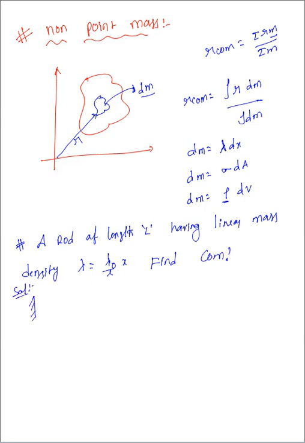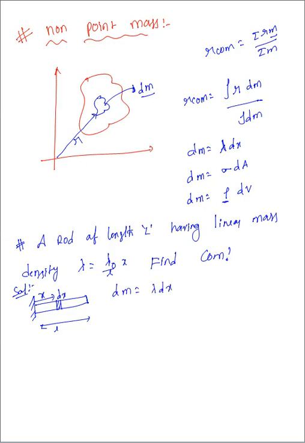So let us assume one rod is given which has length L. First, what you have to do is go up to x and take a dx strip. You have to choose one small strip here, that is dx. So for that small mass, how can you write it? dm can be written as lambda into dx.